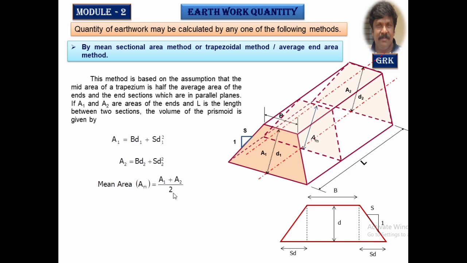In the previous method, we had taken (D1 + D2)/2 as DM, and for that we calculated the AM. Now here, for each section, we are going to get the areas, and from them we get the mean cross-sectional area. Multiply by the distance between the two sections, and you are going to get the volume of earthwork.